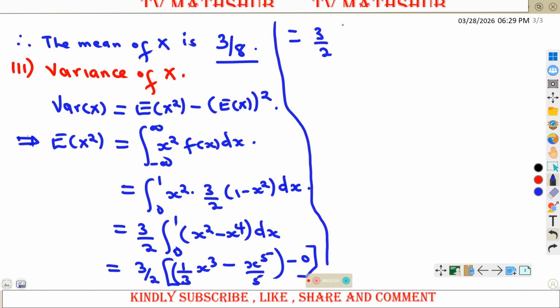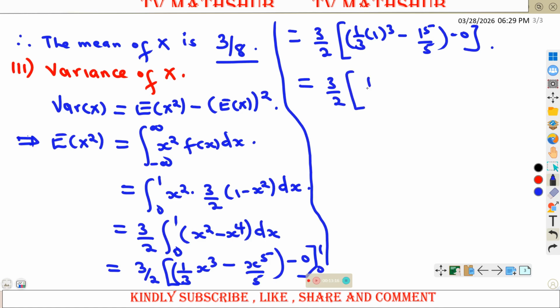So this will be same as having 3 by 2 into, put the limits. So we are having the limits from 0 to 1. So put 1, this will be a third, 1 to power 3 minus 1 to power 5 divided by 5, and we are subtracting 0. So this will give us 3 by 2 into a third minus 1 over 5.